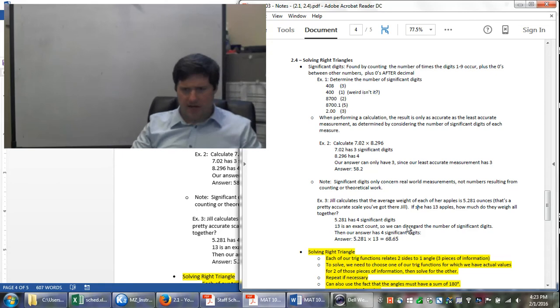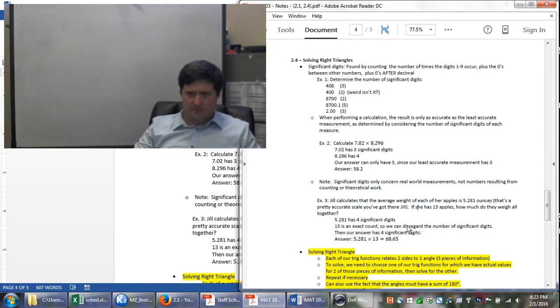So we've got Jill here, who's calculated the average weight of each of her apples is 5.281 ounces. Somehow she's calculated this. Maybe she just had a tiny scale and she didn't want to weigh all of her apples. I don't know, that's only 13 apples. She probably could have weighed them all. So anyway, she has 13 apples and she wants to know how much they weigh all together. Well, if each one was 5.281 ounces, we could multiply that by 13, and that gives us the number of ounces this thing weighs. So we do that.